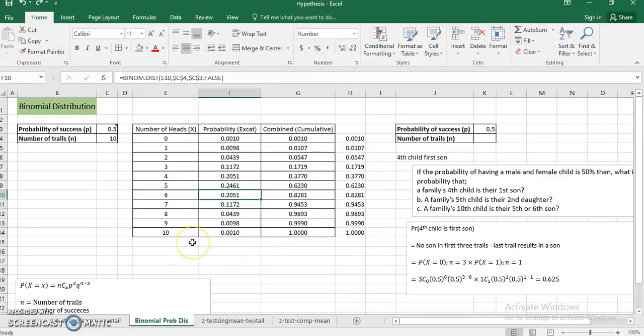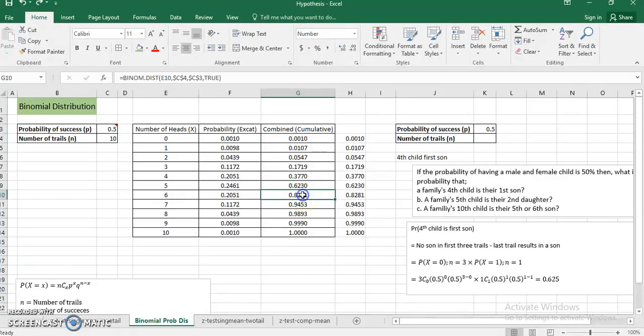So what is the probability of getting exactly 6 heads? 0.2051. Now what is the probability of getting at most 5 heads? That means a maximum of 5 heads. So at most 5 heads is 0 heads plus 1 head plus 2 heads plus 3 heads plus 4 heads plus 5 heads. That means the probability of getting less than or equal to 5 heads. So that is going to be 62.30%, 0.6230.